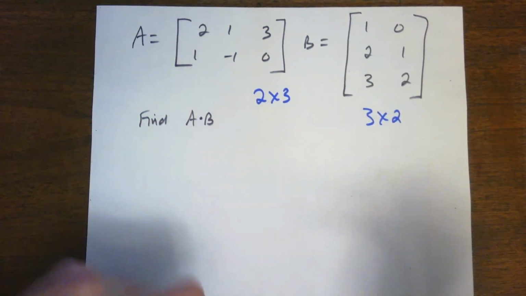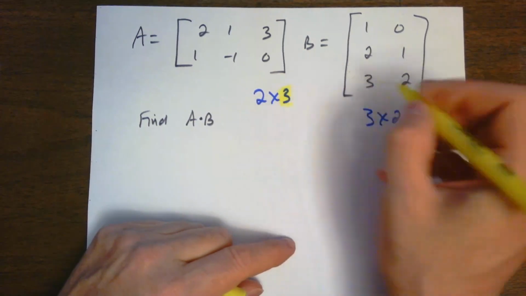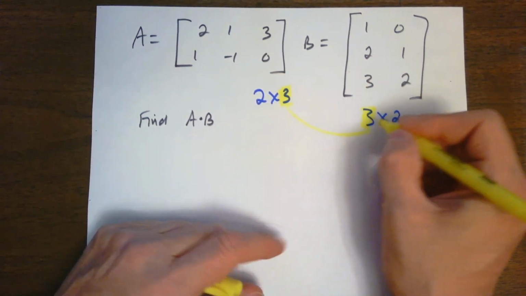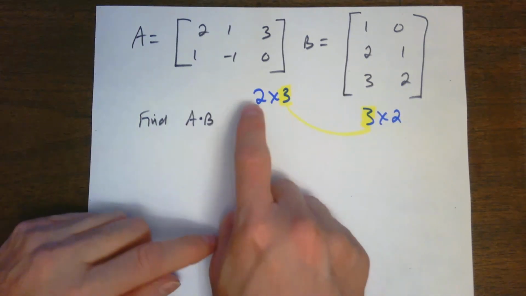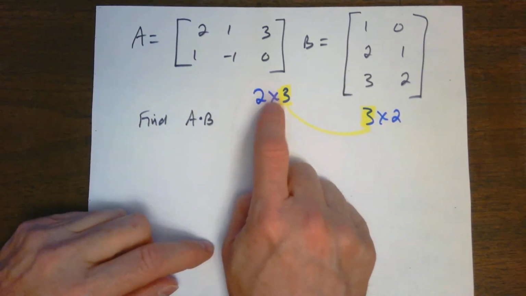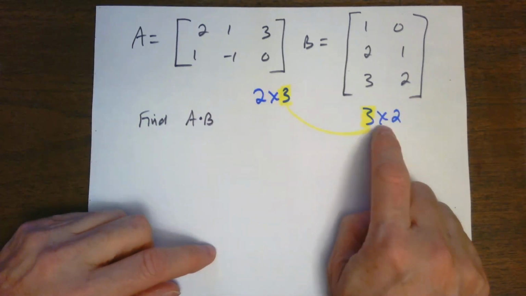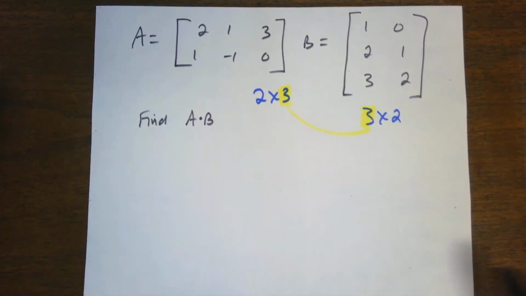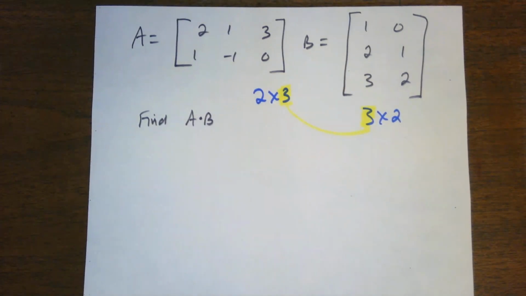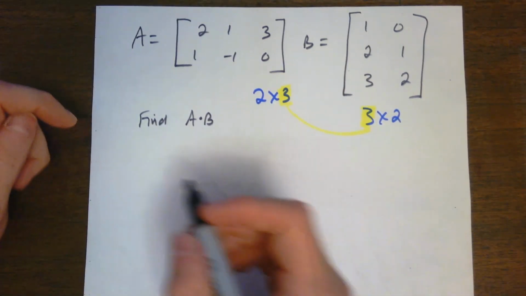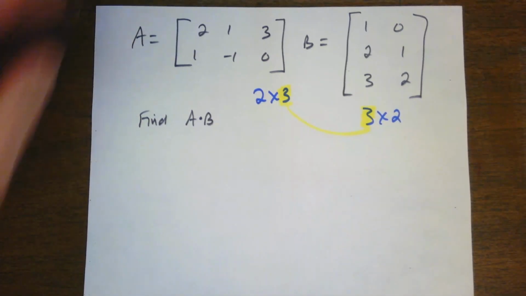So I'm checking. Are the number of columns in this matrix the same as the number of rows in that matrix? And the answer is yes. So I can multiply them together. I know that the dimensions of the resulting matrix will be 2 by 2. So I'm going to take a 2 by 3, multiply it by a 3 by 2, and I'm going to get a 2 by 2. I couldn't add these or subtract these. At the very end, after we're done with this, I'm going to ask, could I multiply them the other way around, and what would be the dimensions of the resulting matrix? Interesting question, but let's multiply these together first.